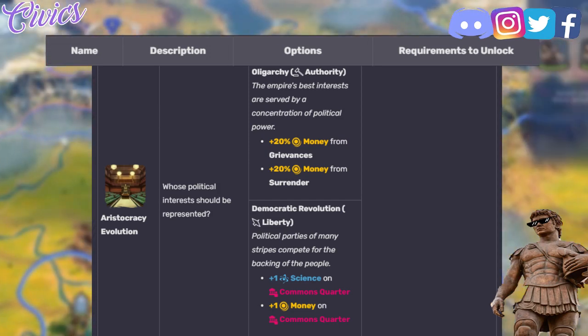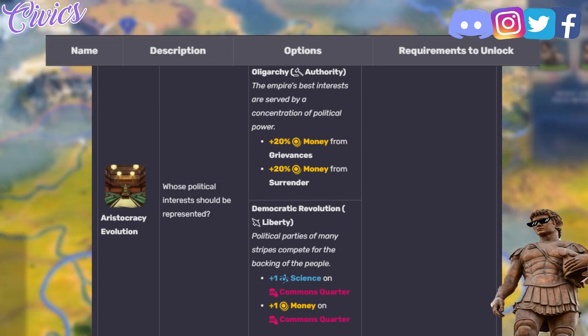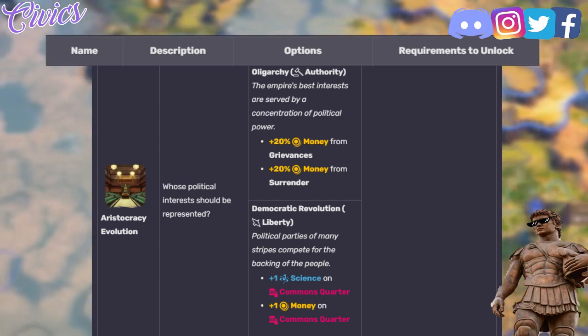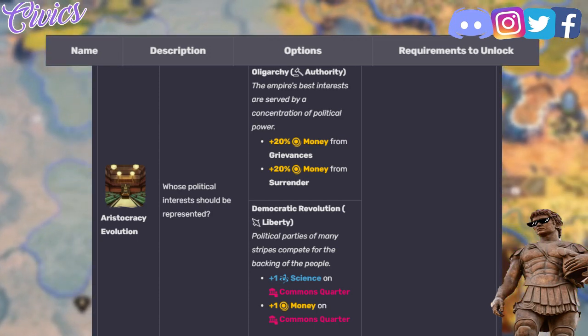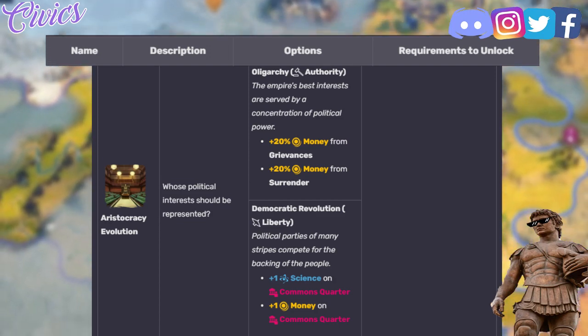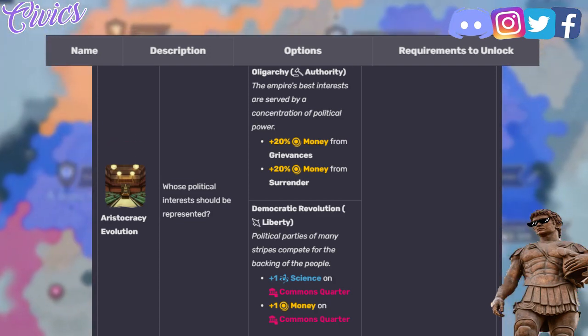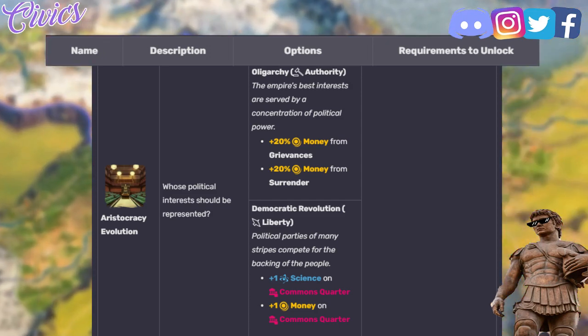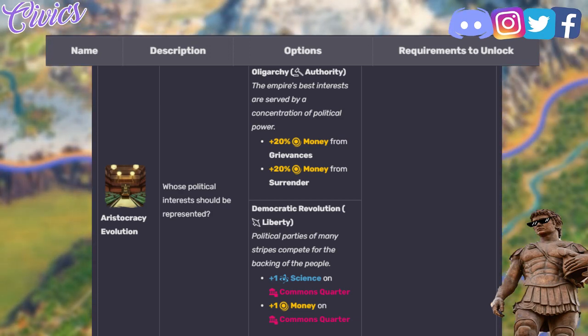Aristocracy evolution. Whose political interests should be represented? Option A, oligarchy, authority, the empire's best interests are served by a concentration of political power. Receive +20% money from grievances and +20% money from surrender. Option B, democratic revolution, liberty, political parties of many stripes compete for the backing of the people. Receive +1 science on commons quarter and +1 money on commons quarter.